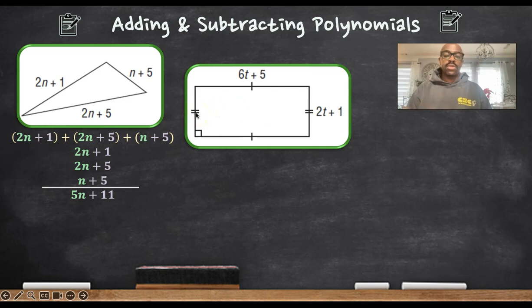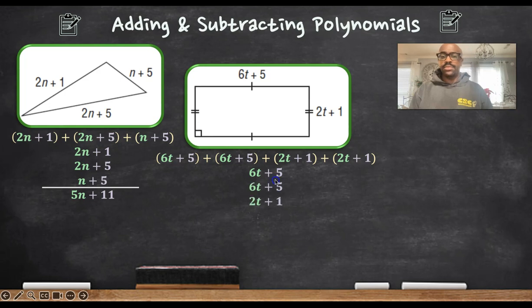So if I'm looking for the perimeter, I'm going to add up all those sides. That's 6t plus 5 plus 6t plus 5, and 2t plus 1 plus 2t plus 1. Then, just like we did in the last problem, go ahead and stack them: 6t plus 5, 6t plus 5, 2t plus 1, 2t plus 1. That will give you the result of 16t plus 12. So that's the perimeter of this figure.